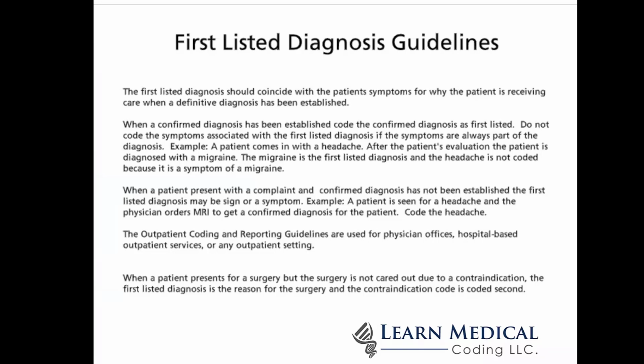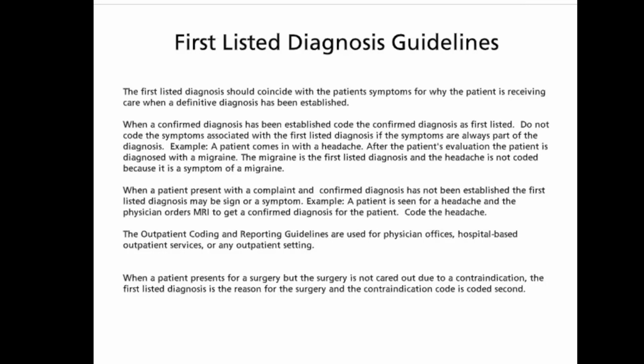Now, the physician doesn't necessarily have to address that the patient has hypertension other than just putting it in the record and you seeing that the patient is on medication for it. Same thing goes for diabetes. As long as there's a medication listed for it, you can code it as a secondary diagnosis. So you would code first the tonsillitis, because that's the reason the patient is being seen, and then the chronic conditions would follow. When a confirmed diagnosis has been established, code the confirmed diagnosis as first listed.